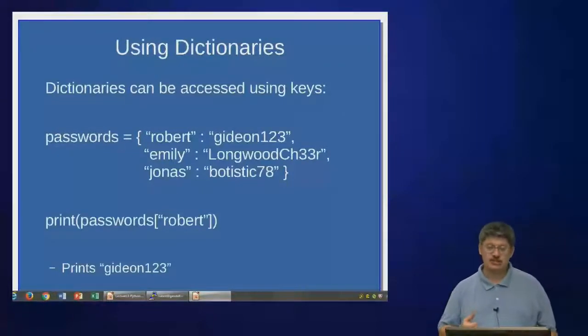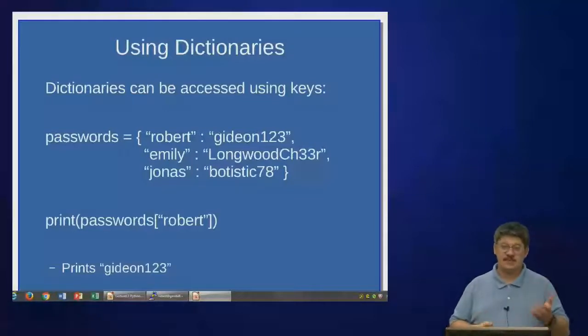If I want to access a dictionary, I have to access it using a key. And so dictionaries consist of key-value pairs. So here I'm creating a dictionary named passwords. My keys are Robert, Emily, and Jonas. And they are separated from their values with a colon. The values are Gideon123, Longwood Cheer, with 3s for the E's, and Botistic78.